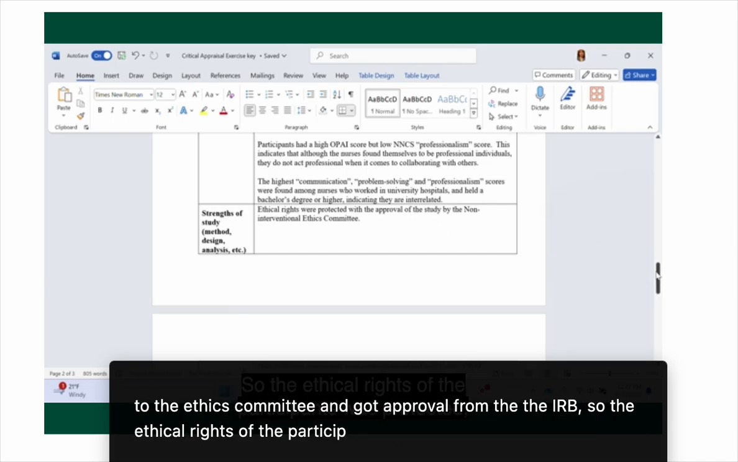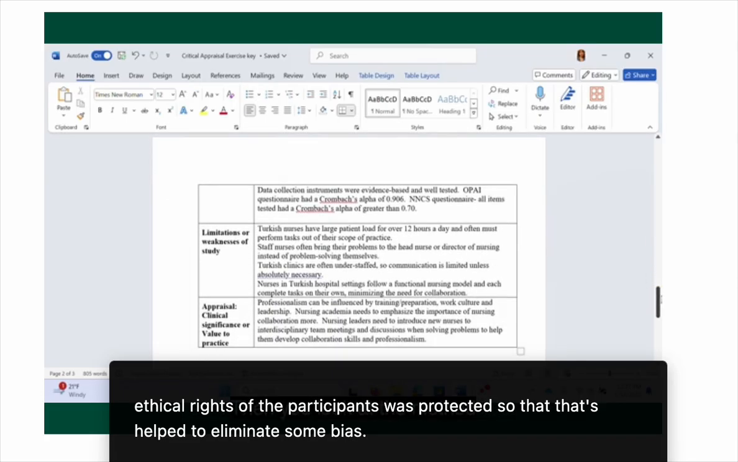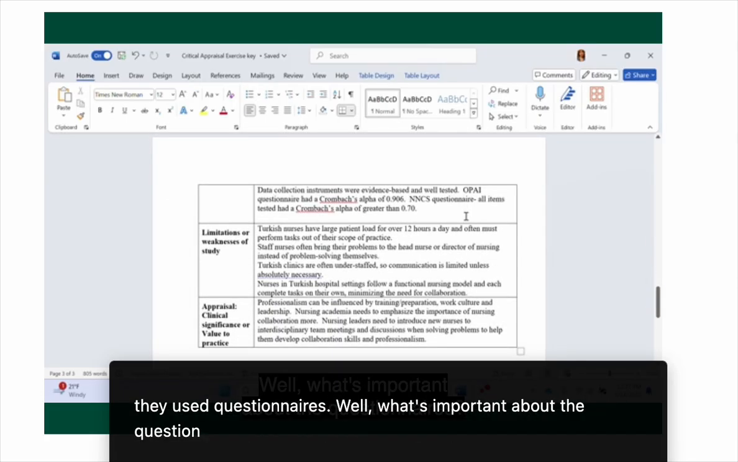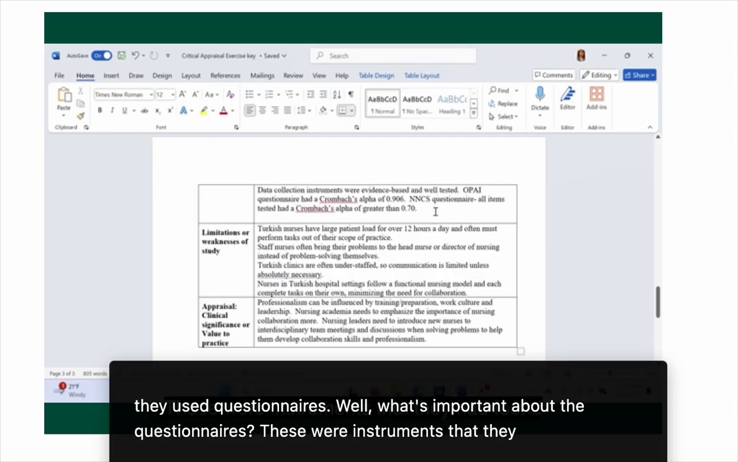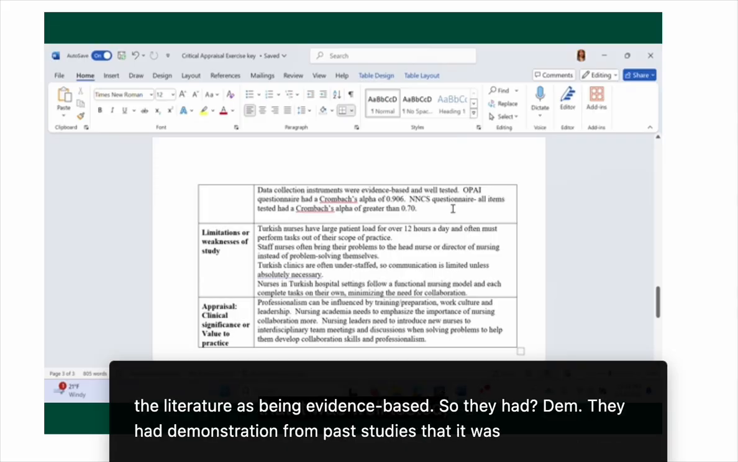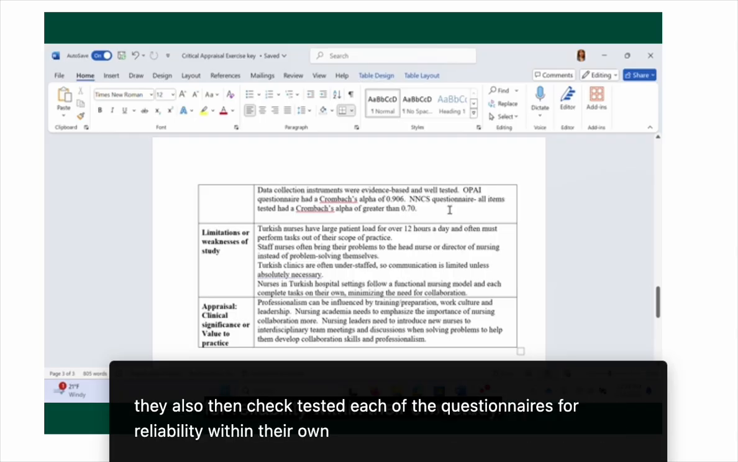The ethical credentials, the rights of the participants were protected, so that helped to eliminate some bias. Then you look at the method, and they used questionnaires. Well, what's important about the questionnaires? These were instruments that they had found in the literature in the evidence base. So they had a demonstration from past studies that they were well tested, but they also then tested each of the questionnaires for reliability within their own study.